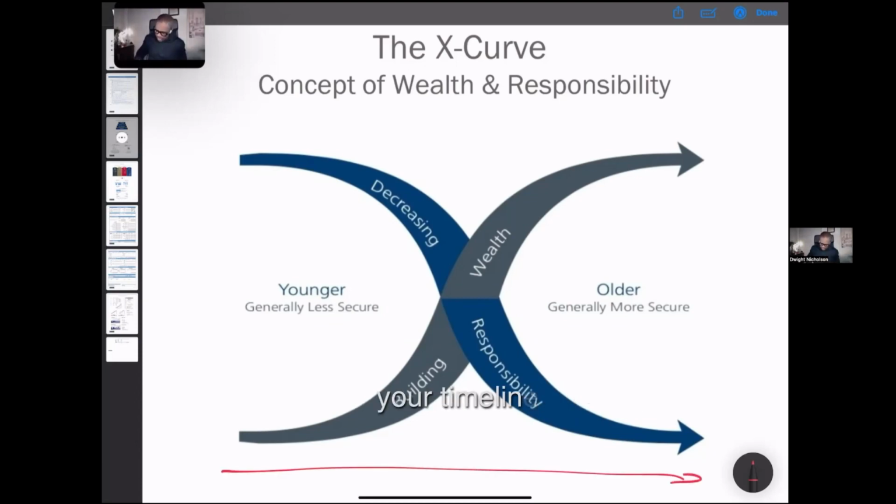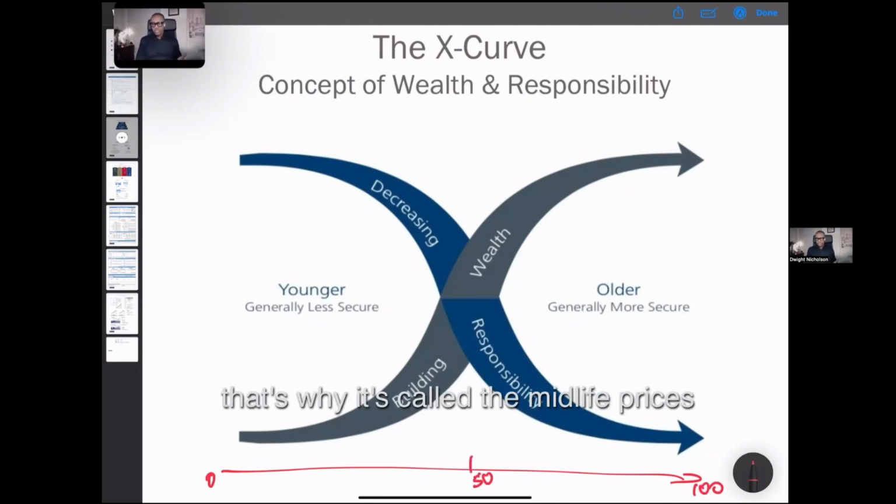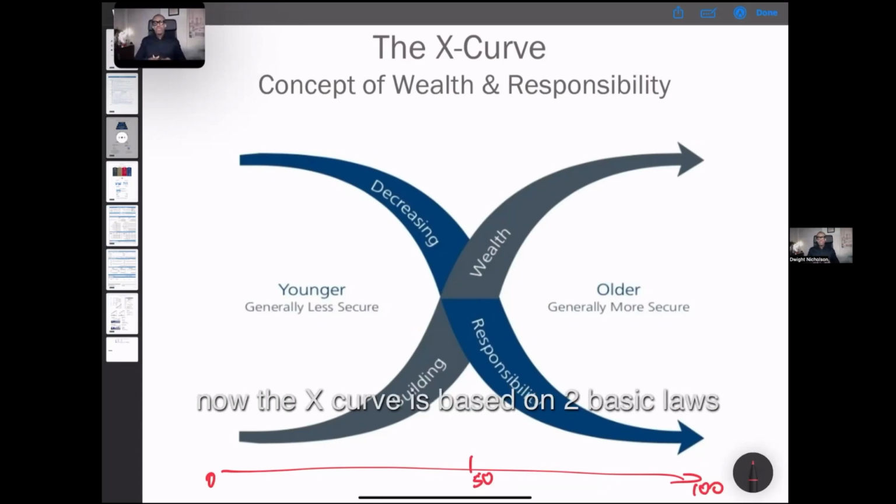Consider this your timeline from age 0 to age 100. Let's add in here age 50. Let's not call it a crisis, but the truth is that's why it's called a midlife crisis. It's usually that period of time where people get to and they wonder, what have they actually done with their life? Now, the X curve is based on two basic laws.